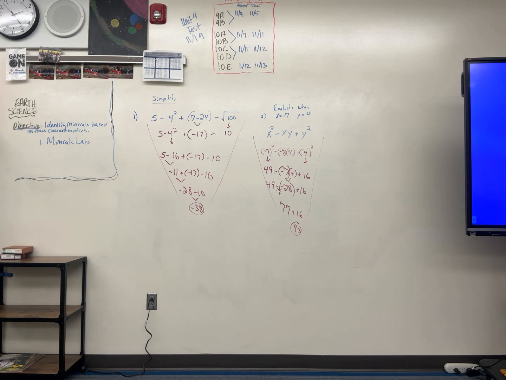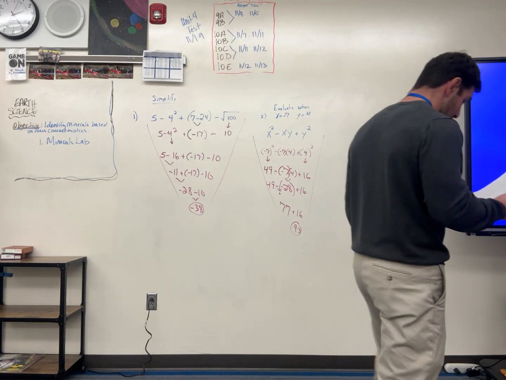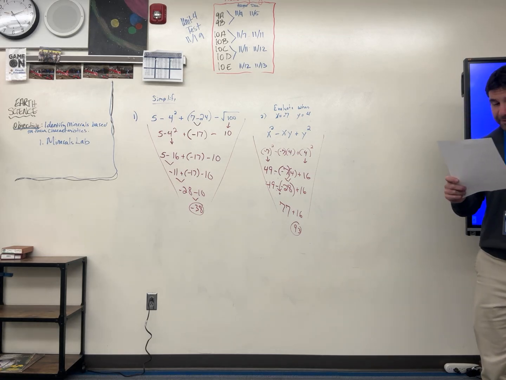Number 17, y equals negative 8/3 x minus 5. Number 19, y equals negative 4x plus 5. 21, y equals negative 16/5 x minus 8. 23, y equals 2/3 x plus 2. Questions on 15 through 23?